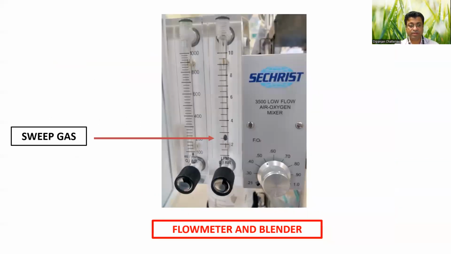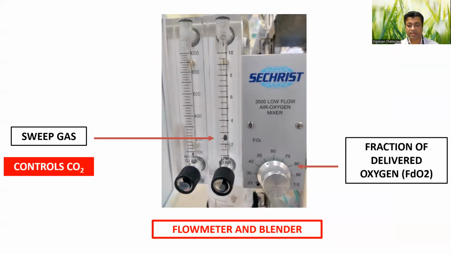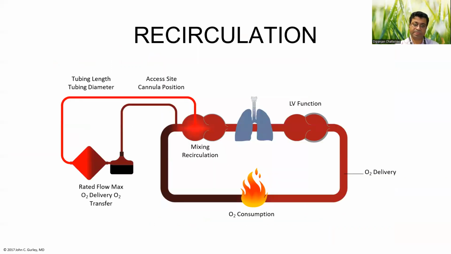So the flow meter will give us the sweep gas, which controls the carbon dioxide, whereas this blender will give us the fraction of delivered oxygen, and it will control the oxygenation of blood.